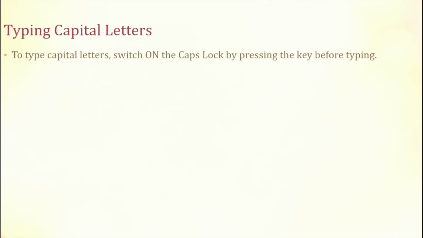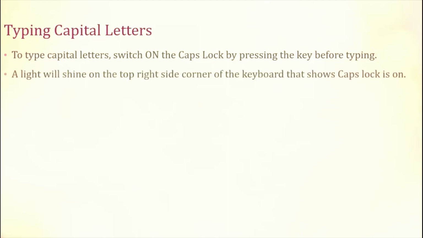Typing capital letters. To type capital letters, switch on the caps lock by pressing the key before typing. A light will shine on the top right side corner of the keyboard. To switch it off, tap on the caps lock key before typing. This shows that the caps lock key is a toggle key. Once it is pressed, it shows on. Once it is pressed again, it shows off.